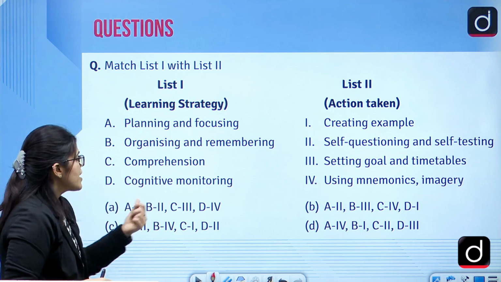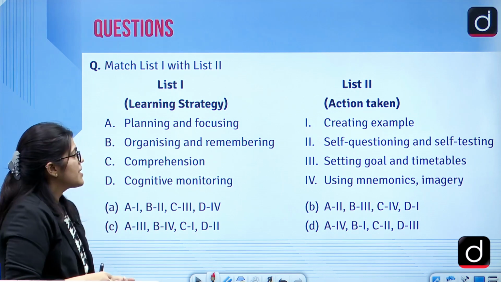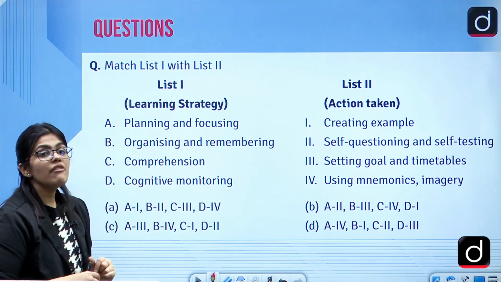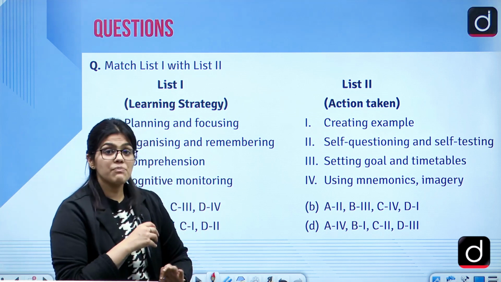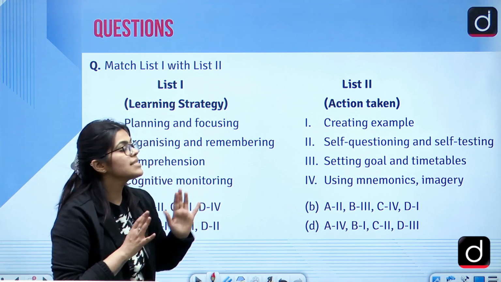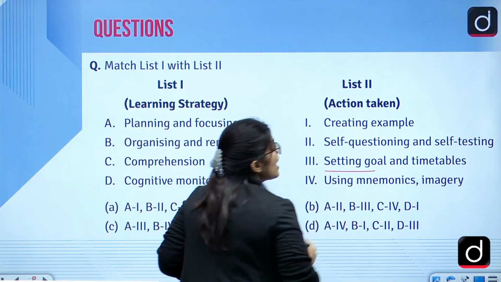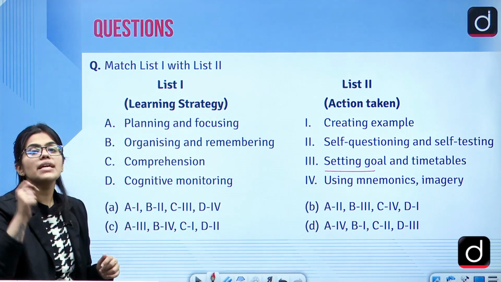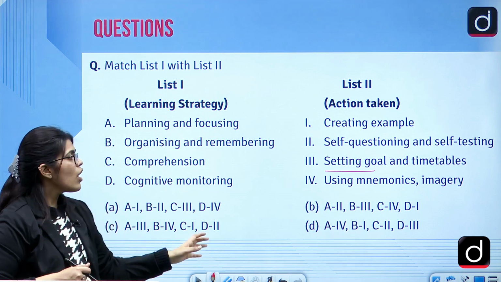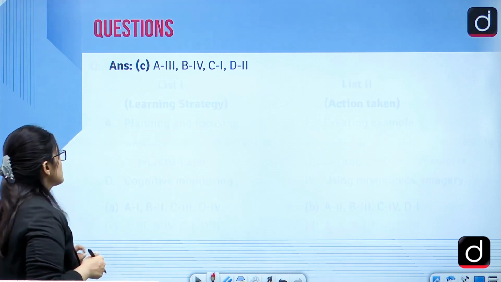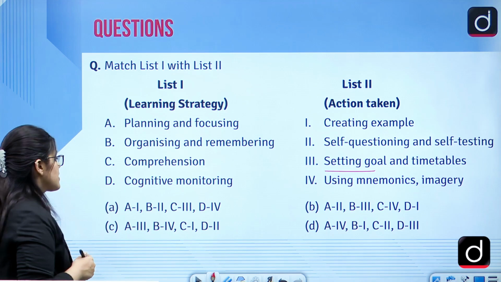Then we have comprehension and cognitive monitoring. On the other hand, we have creating examples, self-questioning and self-testing. Then we have setting goals and timetables and using mnemonics and imagery. Now we have to solve, and let us see the answer. So C is the correct option.